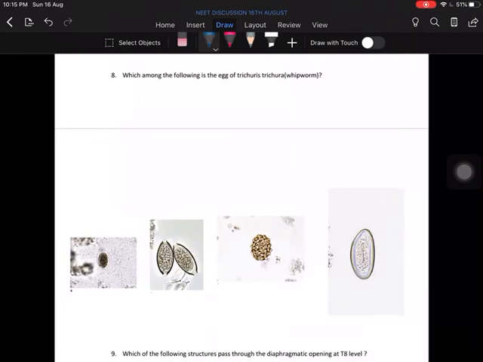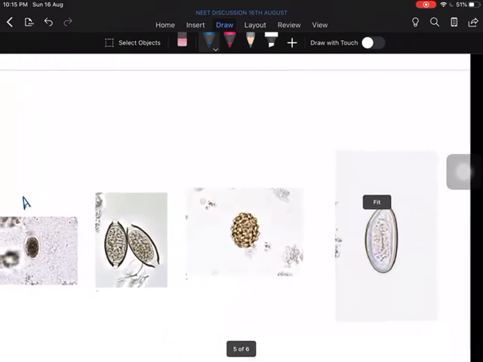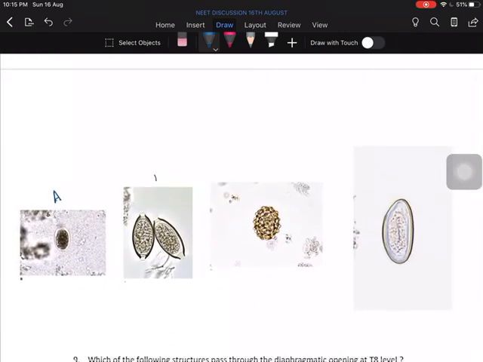So we have 4 eggs, A, B, C, D. Let's see. This is a typical D-shaped egg, which is seen in Enterobius vermicularis. This egg has bumps, also known as a mammillated appearance. This is seen in Ascaris.